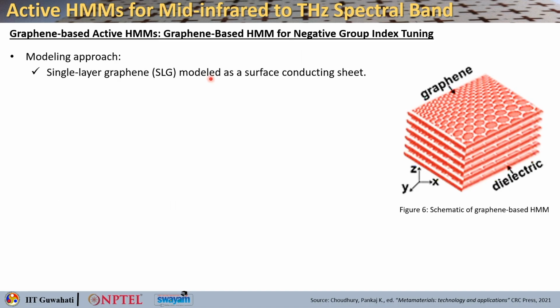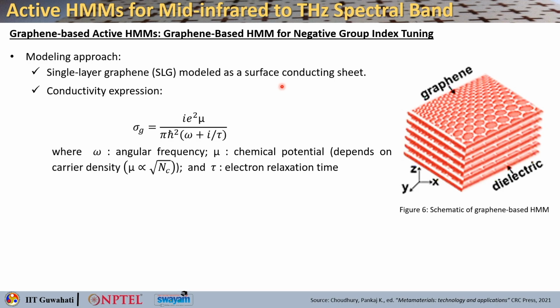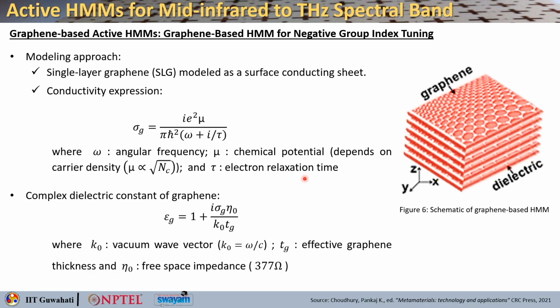So how do you model this? You can model the single layer graphene as a surface conducting sheet where the conductivity is given by this expression: sigma g equals i e squared mu divided by pi h bar squared, times omega plus i by tau. Omega is the angular frequency. Mu here is something interesting: it is the chemical potential that depends on the carrier density, because mu is proportional to the square root of Nc, and tau tells you about the electron relaxation time.